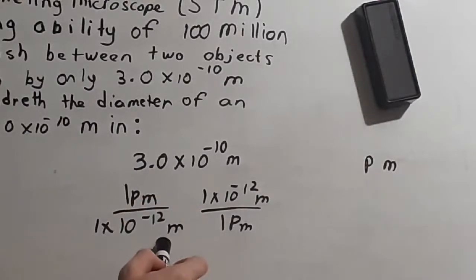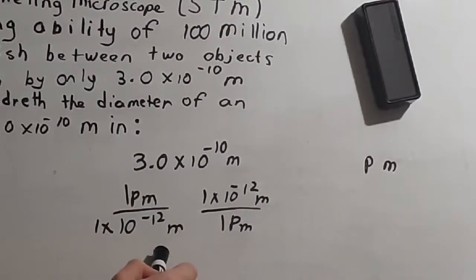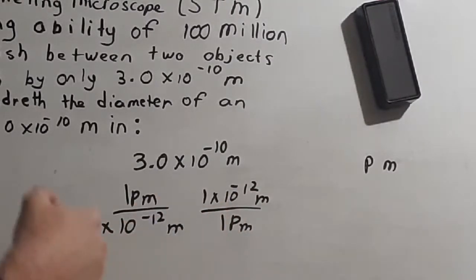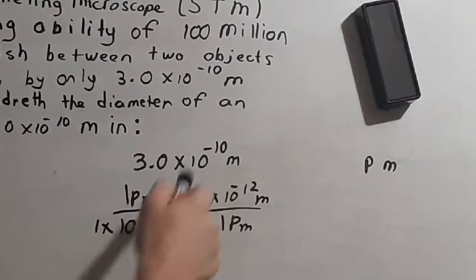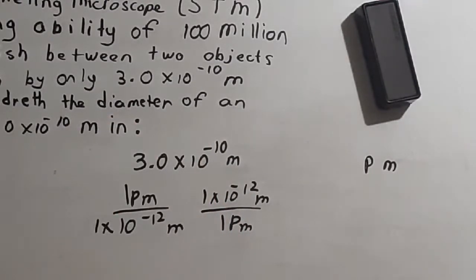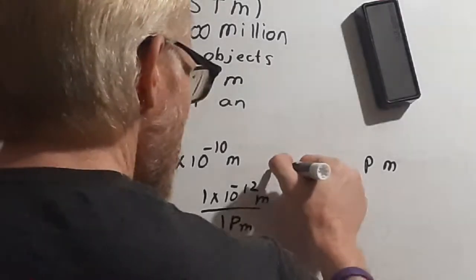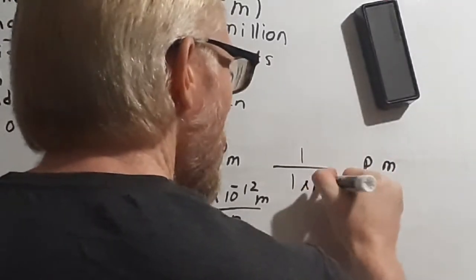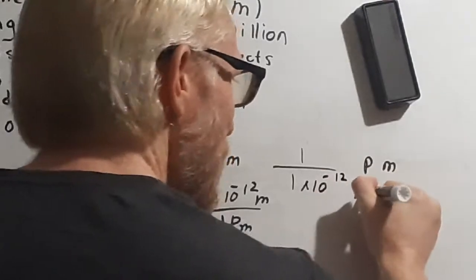1 picometer equals 1 times 10 to the negative 12 meters, or 1 times 10 to the negative 12 meters equals 1 picometer. What you want to do is cancel out your units. So which one of these two ratios lets me cancel meters with meters? And it would be the first one. So we would just simply substitute and say 1 picometer is 1 times 10 to the power of negative 12 meters.